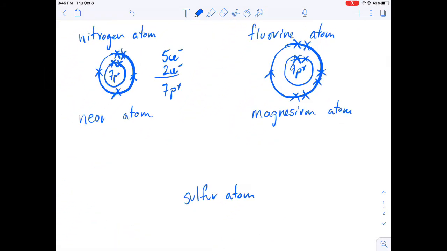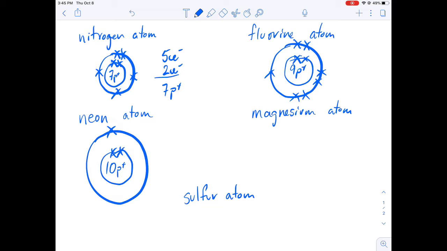Neon is important because it is a noble gas, so it's got the 2 electrons, and then it's got 1, 2, 3, 4, 5, 6, 7, 8. And so it's got a complete octet or a complete valence shell. The fact that it has this complete valence shell makes it extremely stable and unreactive.